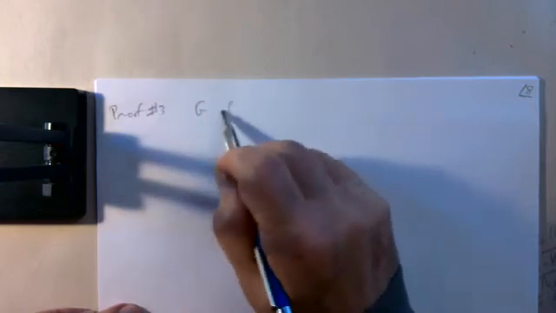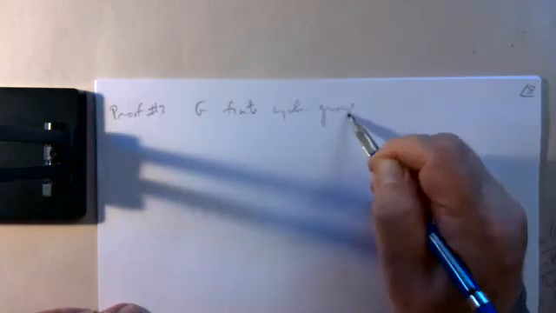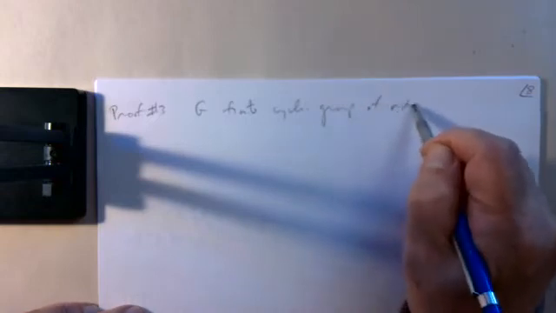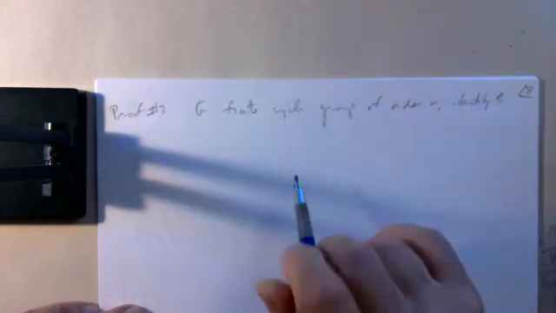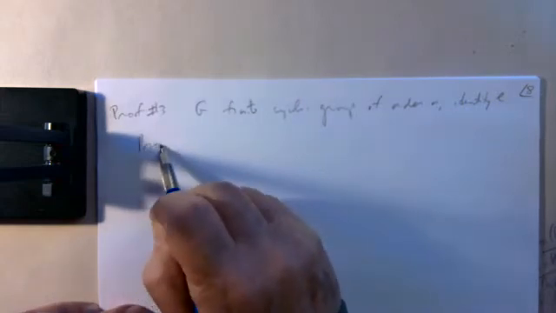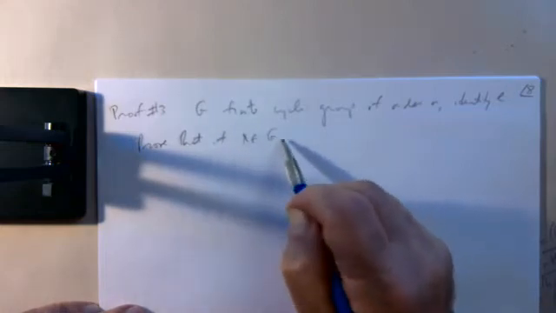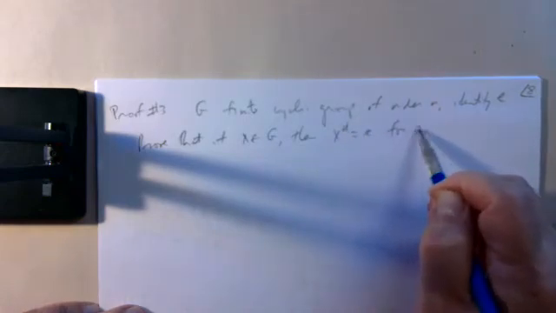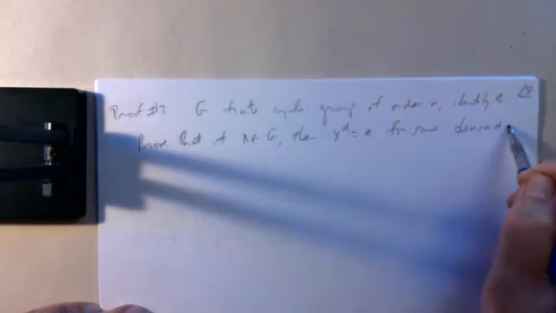G is a finite cyclic group of order n, with identity element we'll denote by the letter e. Prove that if x is in G, then x to the d is the identity for some divisor d of n.